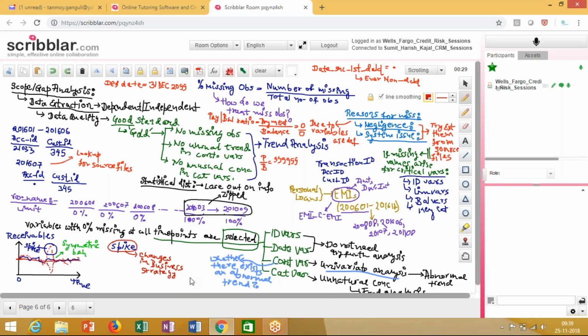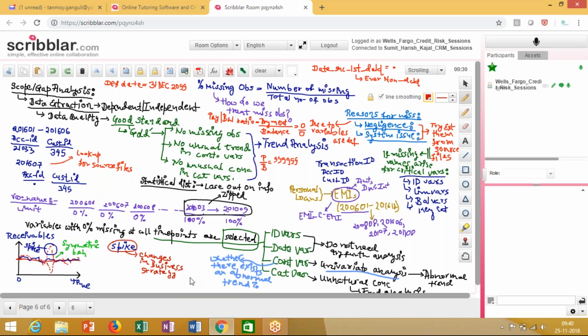Let's say there is this bank, and let's take the case of demonetization, right? So during demonetization, if you look into the data of any bank, I'm very sure you will observe some kind of behavior change in the overall portfolio.